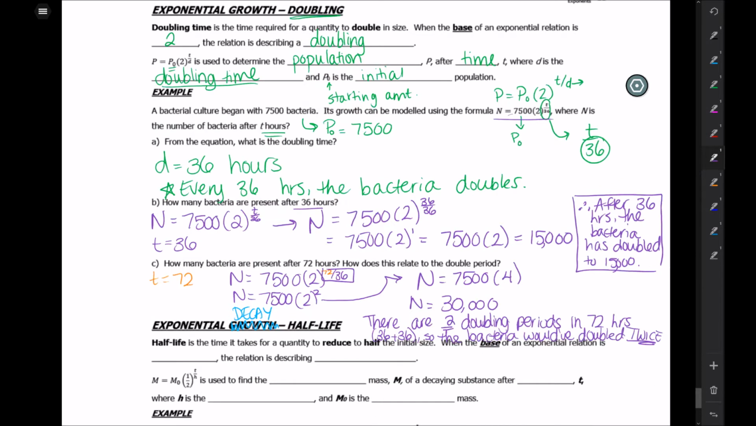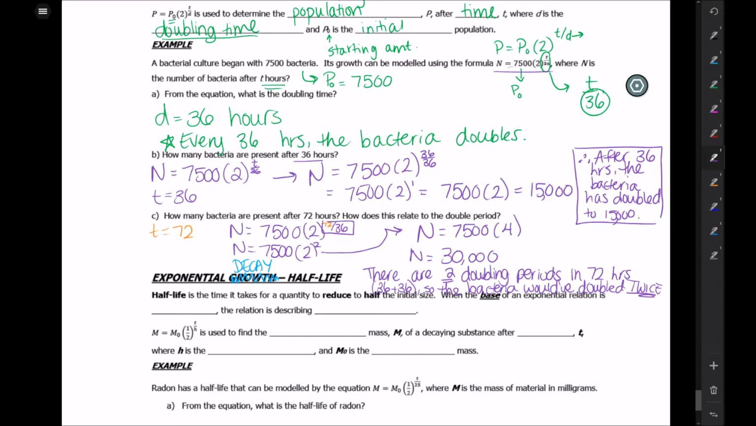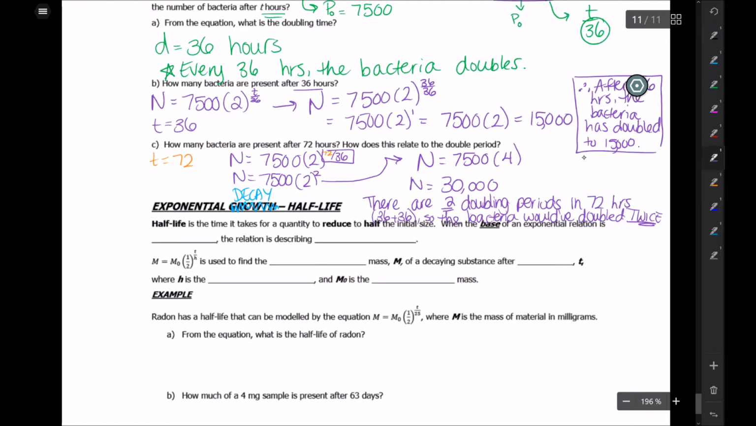Now we're going to talk about exponential decay, which is going to talk about half-lives. It's pretty much the same thing as doubling, except this time it's reducing to half the initial amount as opposed to being twice as much as the initial amount. So an example of that would be if you had some type of element and you want to know how old it is, every certain amount of time, it's going to decrease by half the amount that it was originally, okay?